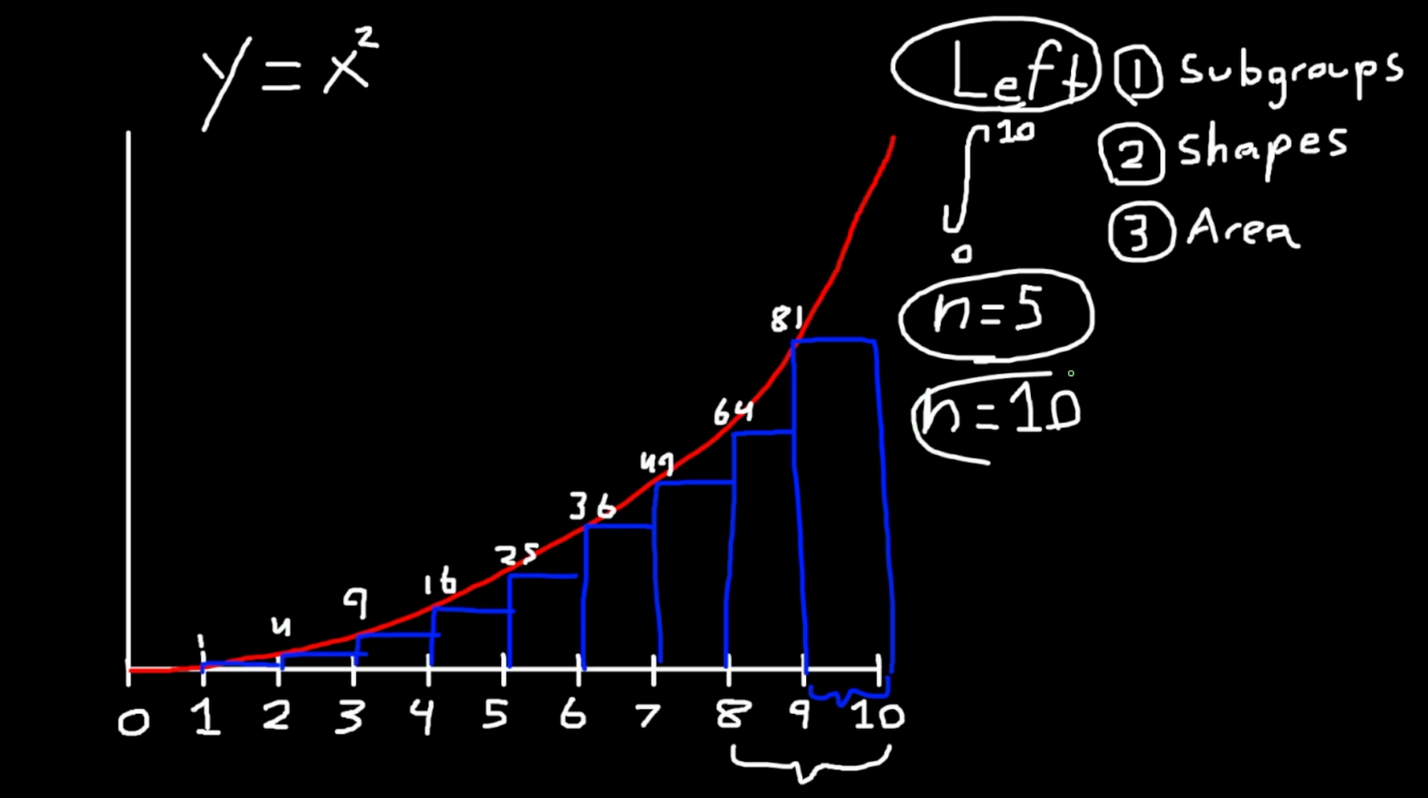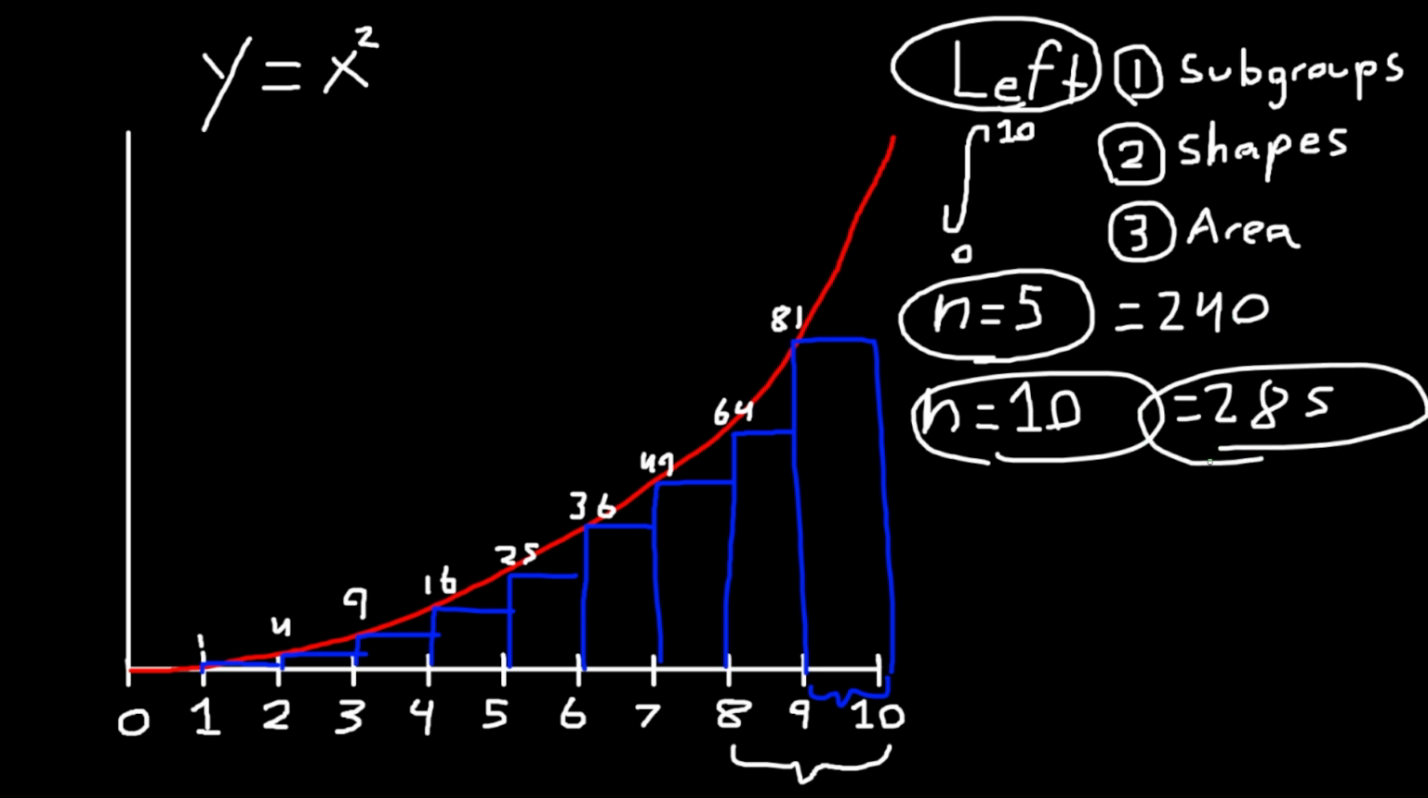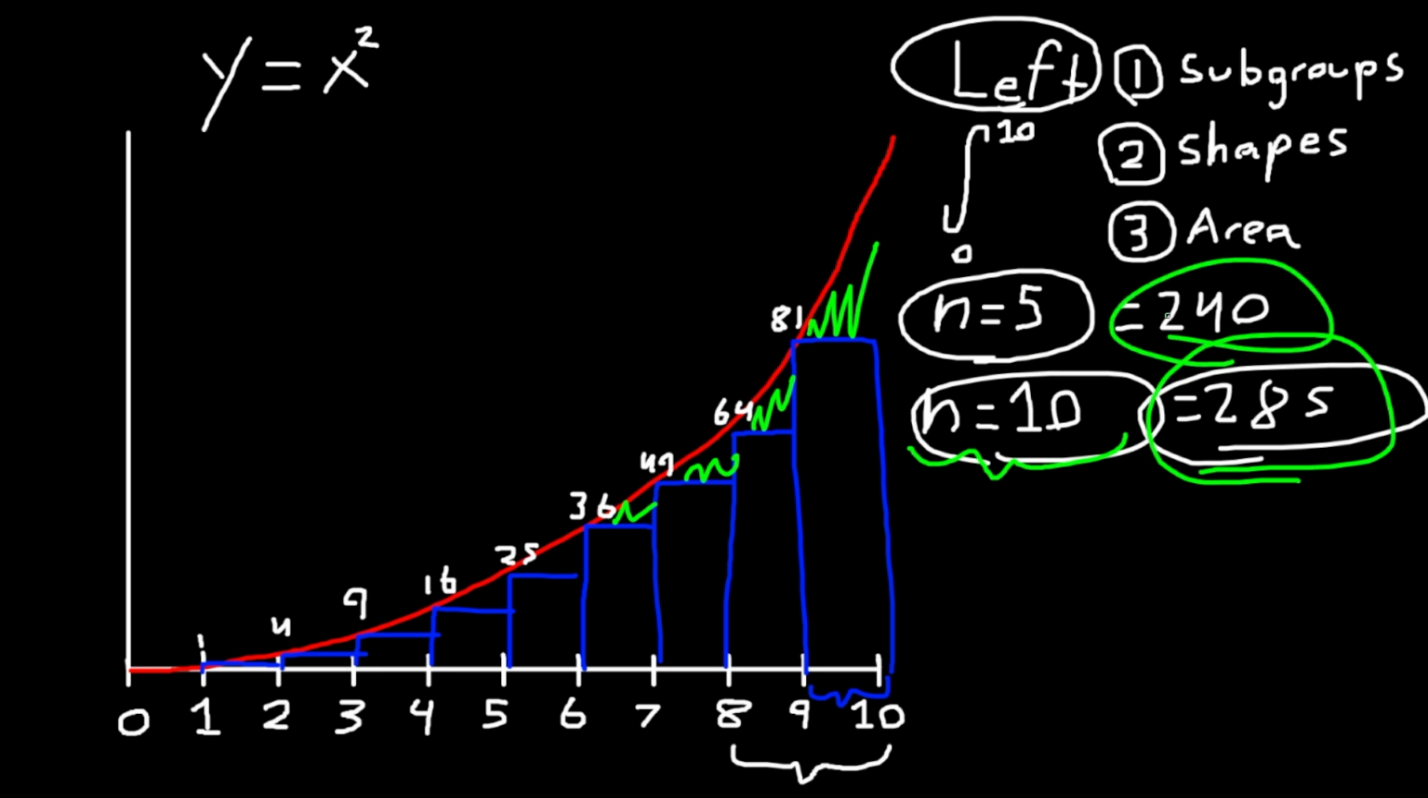And when n equals 10, we get an approximated area of 285, which is a different number than we got when n equaled 5, which was 240. And this 285 is much more accurate than the 240 because our amount of subgroups is a lot bigger. And there still is unaccounted for area when n equals 10, so this is not an exact answer, but it's more accurate than this number was.